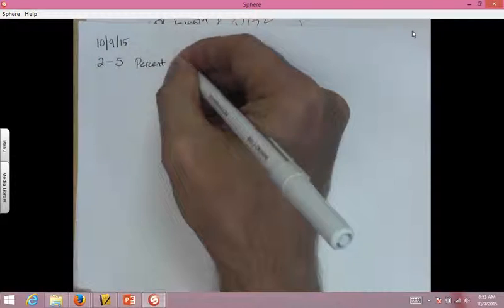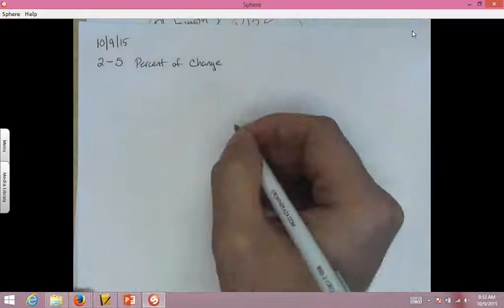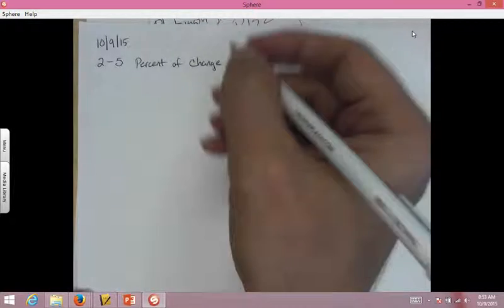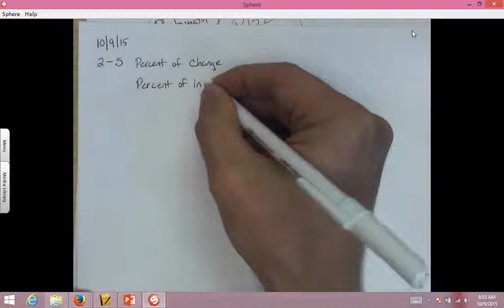Alright, so today's date, 10/9/2015. This is Chapter 2, Section 5, Percent of Change. Now, the percent of change basically is where we find the percent of increase or decrease in two amounts.